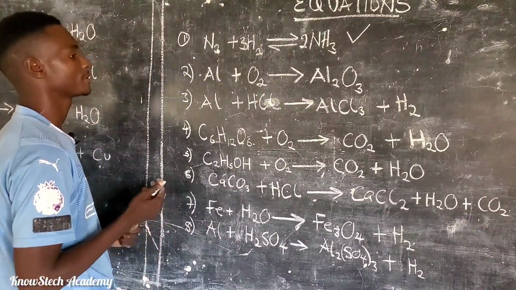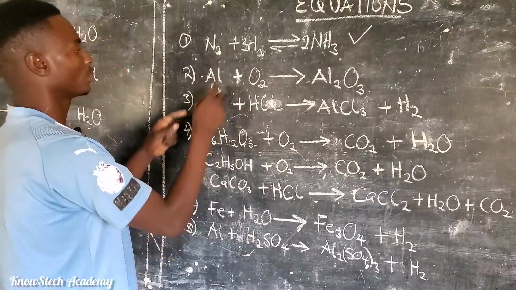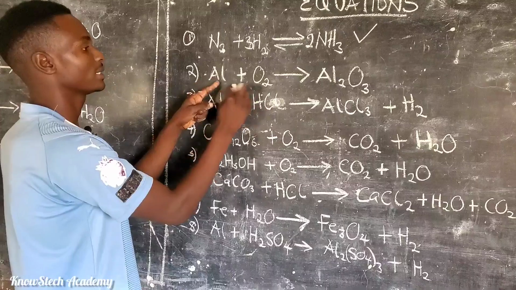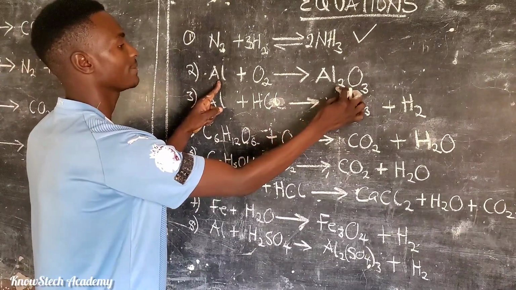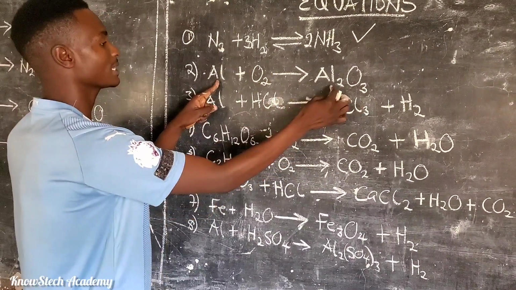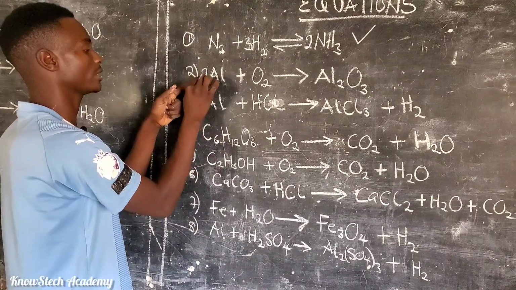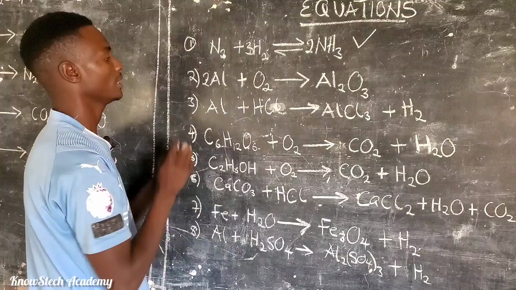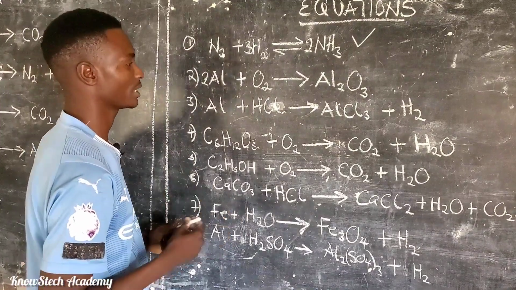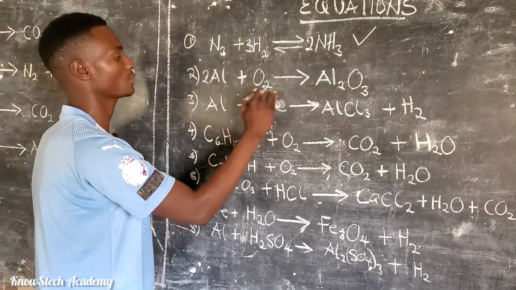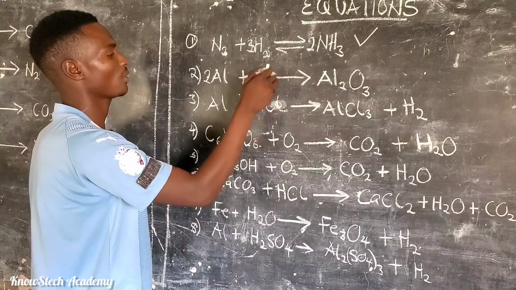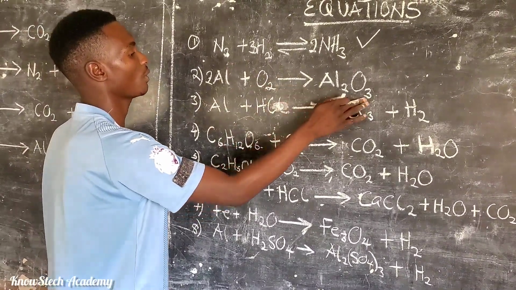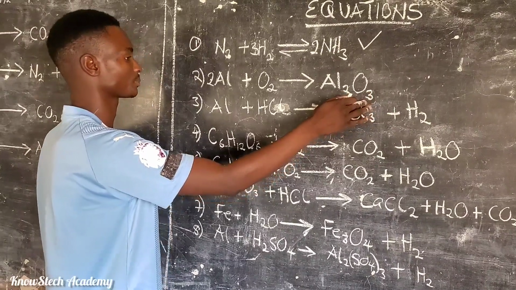All right? So we do the same. We have 1 atom of aluminum on the reactant side. Then on the product side, we have 2. So to balance aluminum, we are going to write a 2 here on the reactant side. So aluminum is balanced. And then we go to the next element, which is oxygen. The number of oxygen atoms on the reactant side is 2. Then the number of oxygen atoms on the product side is 3.